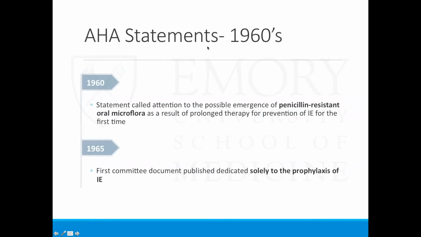So going forward a little bit, through the 60s, some of the developments were: in 1960, the first AHA statement that recognized the emergence of penicillin-resistant oral microflora that was resulting from all this penicillin being used for this prophylaxis. And then in 1965, there was the first document that was just on the prophylaxis of infective endocarditis. It didn't really include details about rheumatic heart disease and other things that had been included previously.